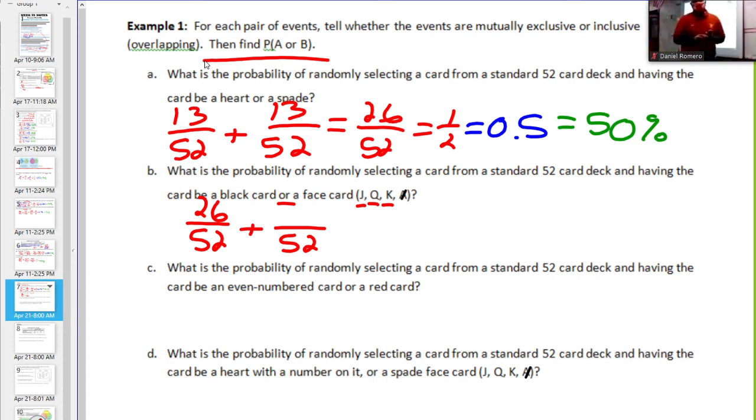And there's 4 suits, 3 face cards per suit. How many?